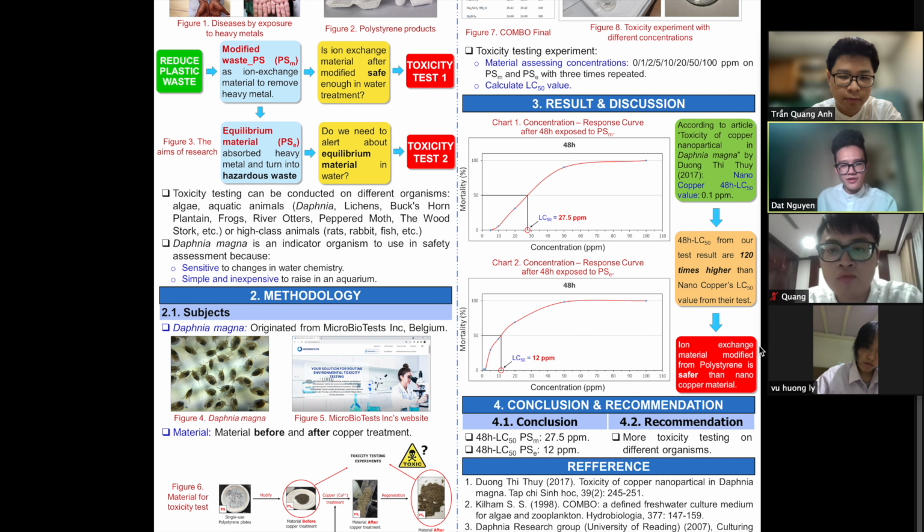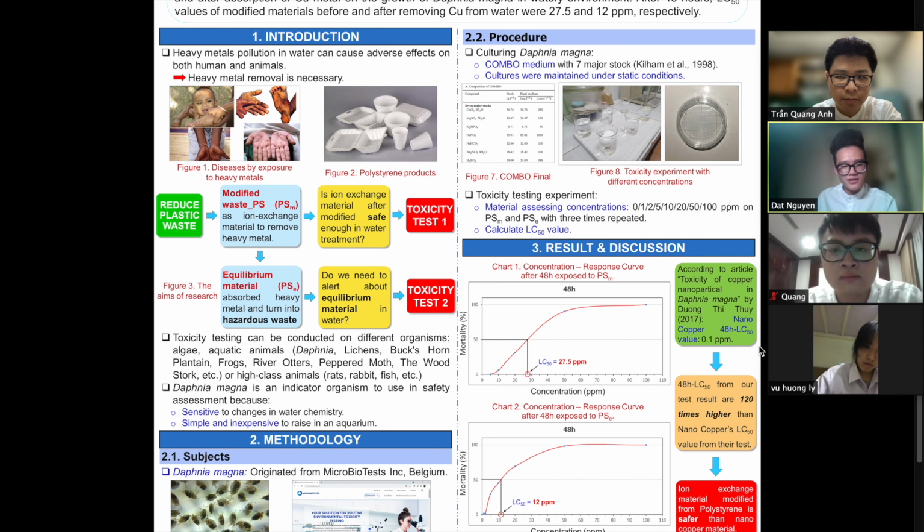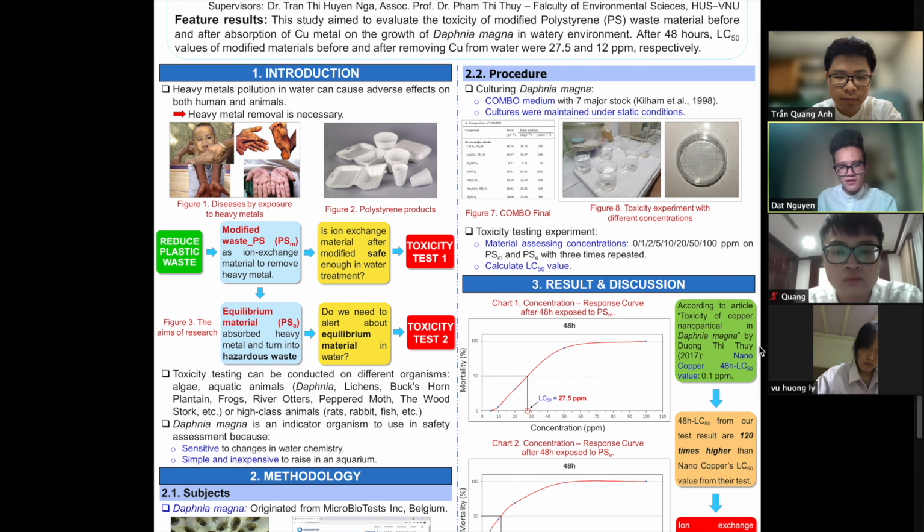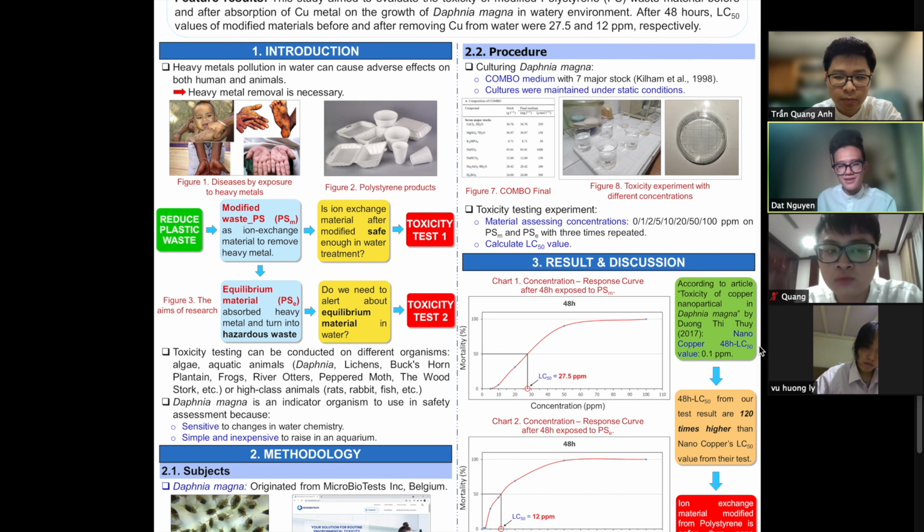Secondly, the subject we used is Daphnia magna provided by the Microbiotest company in Belgium, and the materials are PSM and PSE. Daphnia were cultured in a medium which contains 7 major stocks and maintained under static conditions. The concentration of PSM and PSE was chosen from 0 to 100 parts per million for testing. Each experiment with a specific concentration was repeated 3 times.